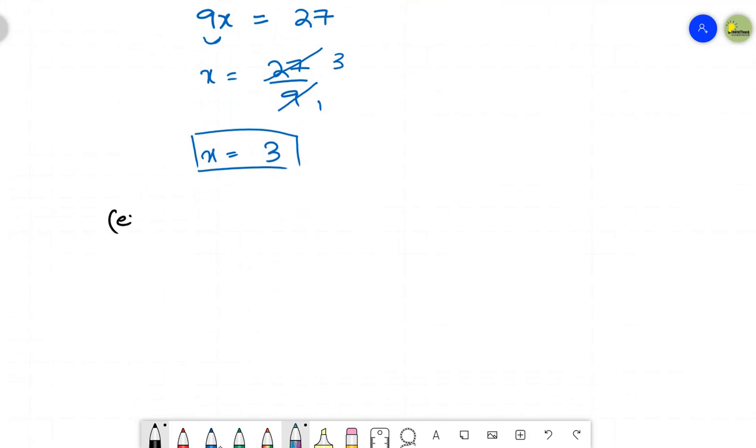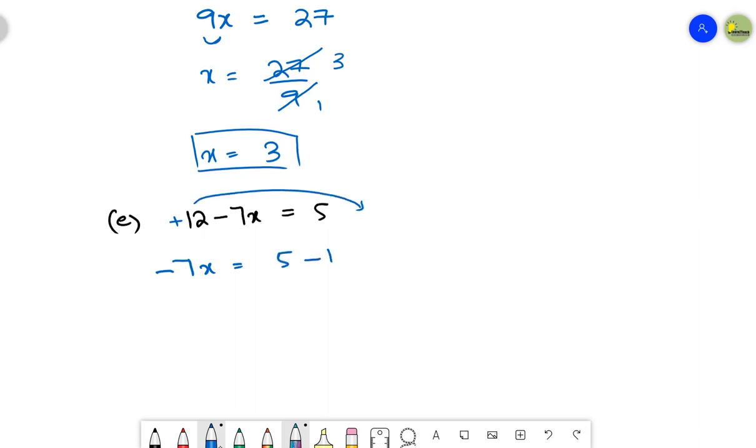Now, let's do part E. In part E, I have 12 minus 7x equals 5. Now, let's solve this equation. Keep minus 7x as it is. Move this 12 to the other side of the equation. So 12 is with a plus sign. When you move it to the other side, it becomes minus 12. So 5 minus 12 is going to give you a negative number. Why? Because 12 is the greater number. 5 minus 12 is minus 7.